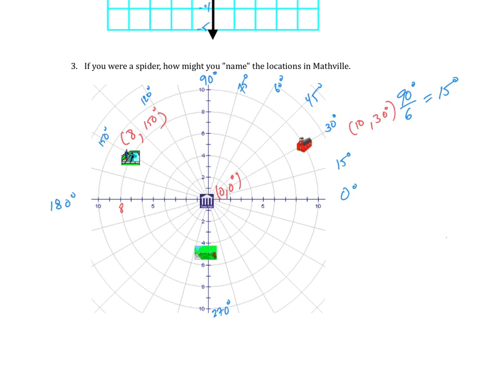And then let's figure out the location of the park. So this is the park. So the distance, it looks like it is 5 units from the pole. If we go along the ray at 270 degrees, so it'd be 5. And the angle is 270 degrees.